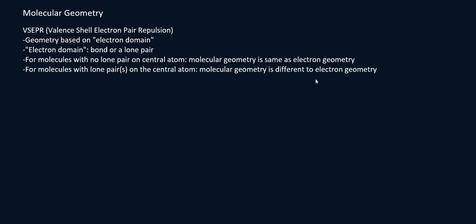Hello. In this video, I'll be talking about molecular geometry as it pertains to covalently bonded compounds. In particular, I'll be focusing on the VSEPR model of molecular geometry. So VSEPR is an acronym and it stands for valence shell electron pair repulsion.